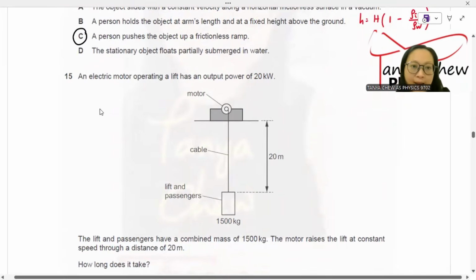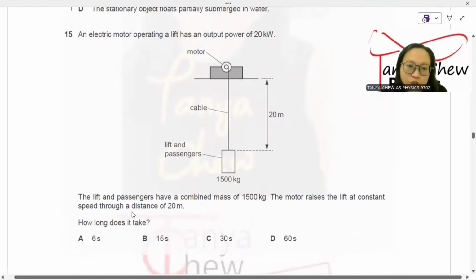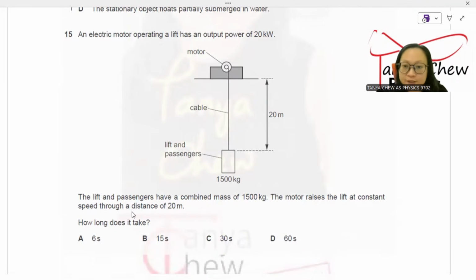Number 15, an electric motor operating a lift has an output power of 20 kilowatt. The lift and passengers have a combined mass of 1,500 kilogram. The motor raises the lift at constant speed through a distance of 20 meter. How long does it take? So when you see the words constant speed and the power is being given, always use this. Power is the force multiplied by the constant speed. Right, power is equal to 20 times 10 to the power 3.